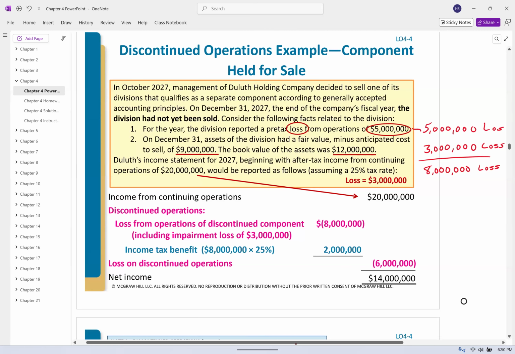In that previous one, we had a gain on the sale of the assets. You could have some income, but it might not be as much income as you want or as your investors are wanting. So you want to get rid of that whole component of that business.